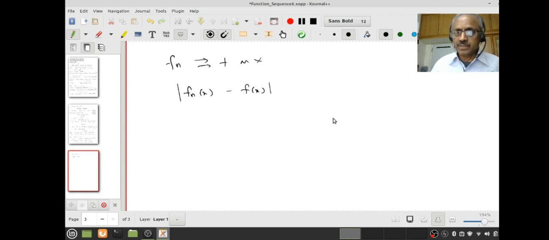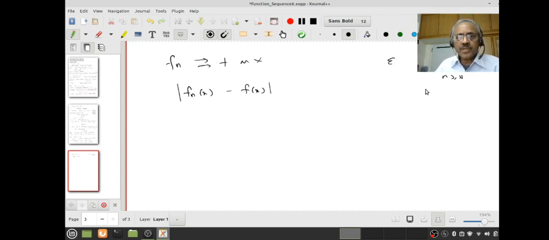Do I know that? I know it pointwise, because f_n(x) converges to f(x). Therefore, if you give me an epsilon, there is an N, and that N will depend upon epsilon as well as x, such that if n is greater than or equal to capital N, |f_n(x) - f(x)| will be less than epsilon. That's all I know. But am I happy with that? No. What do I want? I want this N to depend only on epsilon but not on x. This I don't want. So how do I do that?